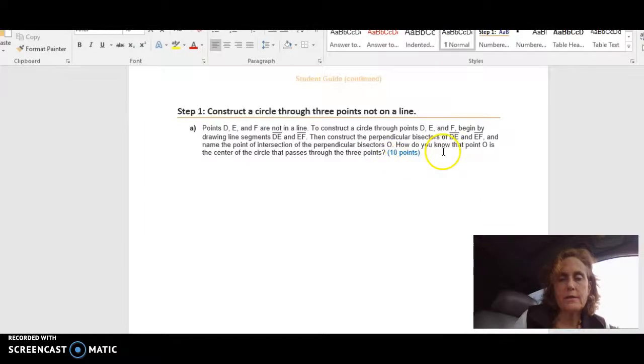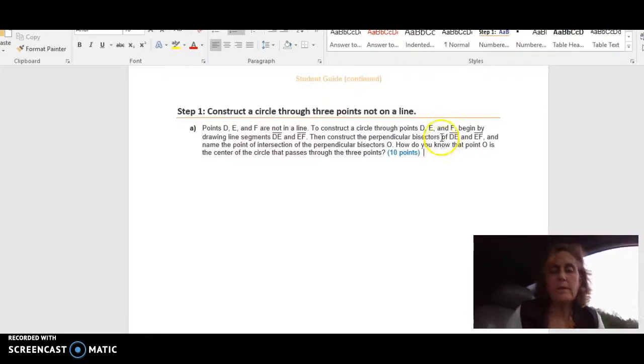So when you come back in here, it says, how do you know that point O is the center of the circle that passes through the 3 points? And then you can say something to the effect of, so then you would say that OD and OE and OF are all radii of the same circle and are therefore the same length.